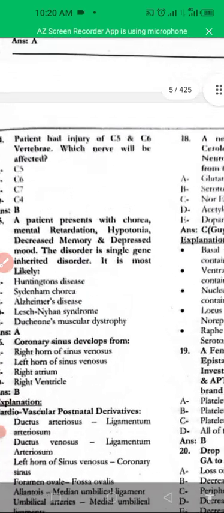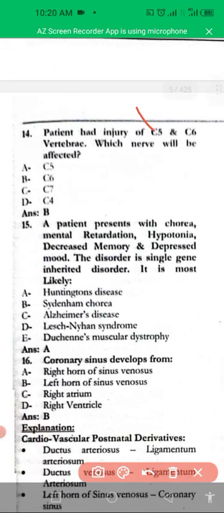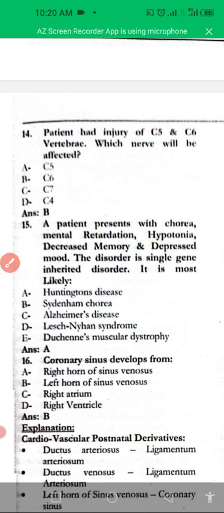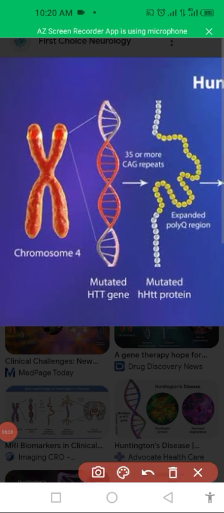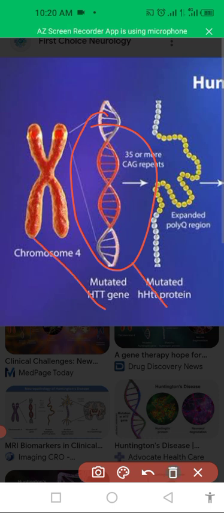Next one is a patient who had an injury of C5 to C6 vertebrae. Which nerve will be affected? That is C6. A patient presents with chorea, mental retardation, hypotonia, memory decrease, depressed mood. Single gene inheritance disease, that is Huntington disease. Single gene inherited disease. As we can see, a single gene mutation results in chorea and all these types of mutation related problems.